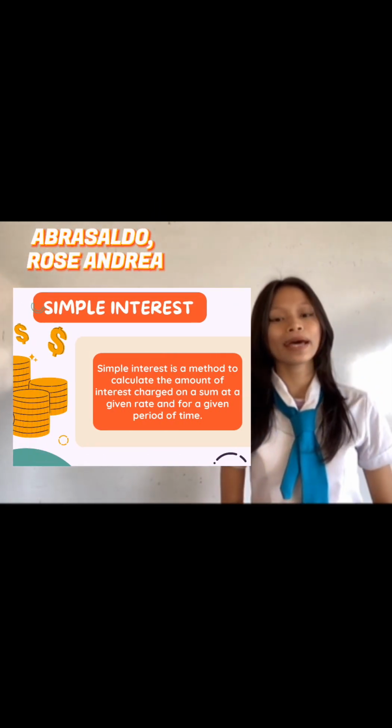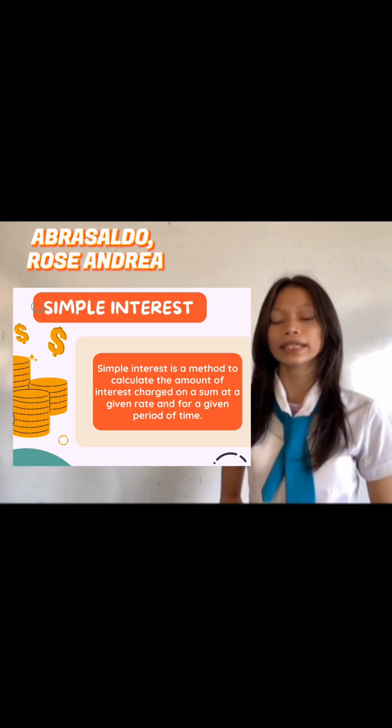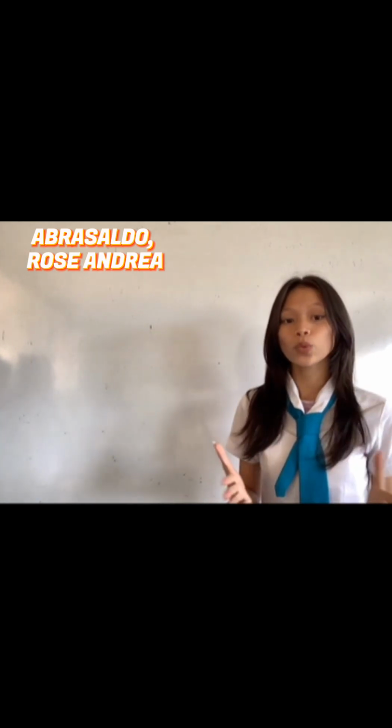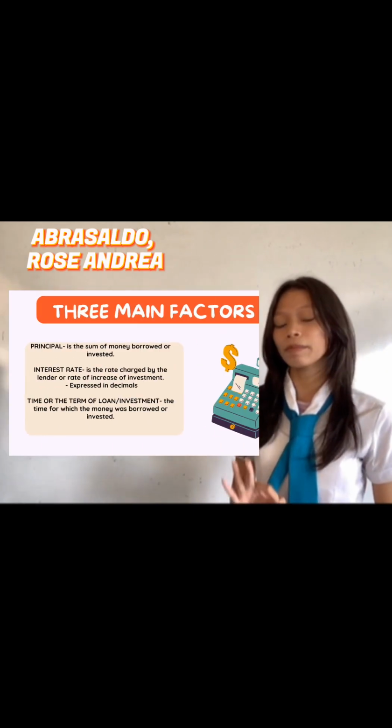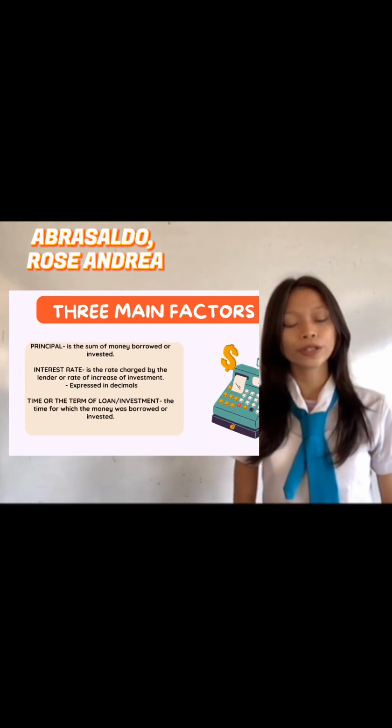Simple interest is a method to calculate the amount of interest charged on a sum at a given rate and for a given period of time. In simple words, simple interest is a way to calculate the extra money you have to pay when you borrow money or the extra money you earn when you lend or invest money. So simple interest considers three main factors: the principal, the interest rate, and the term or time period.